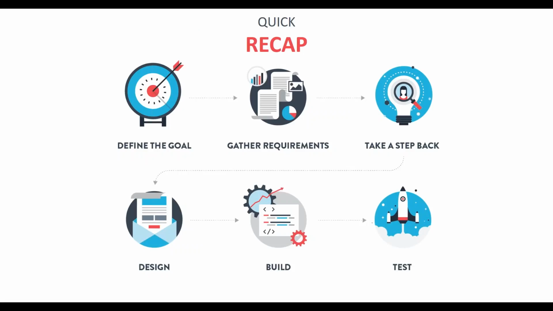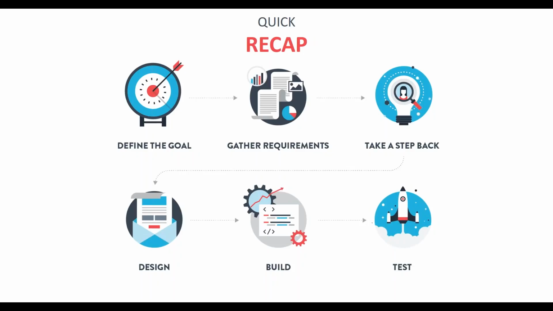So here as we wrap up, going through our 6 steps: define the goal. What are you trying to accomplish? Gather requirements. Do you know what's needed for these campaigns, and do you have all that information up front? My personal favorite step, take a step back: how do you take this campaign from good to excellent? And that's something to do before you even design or build anything.